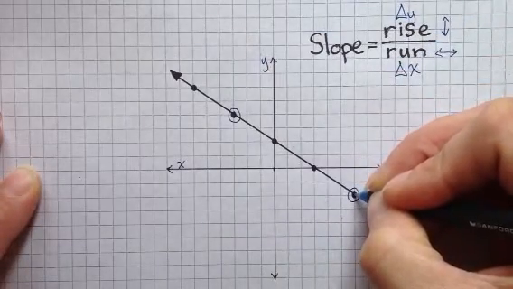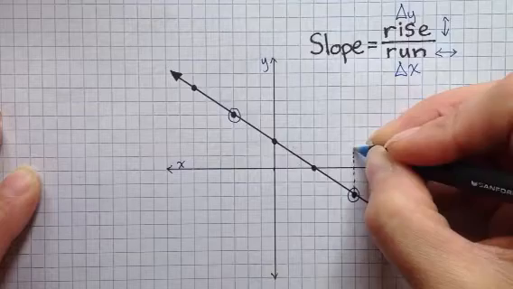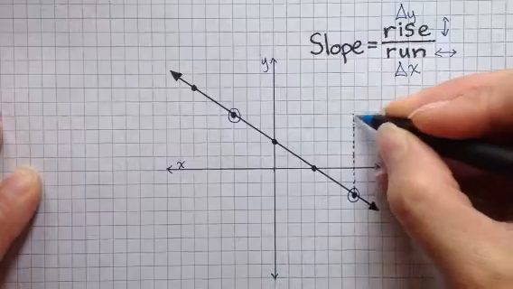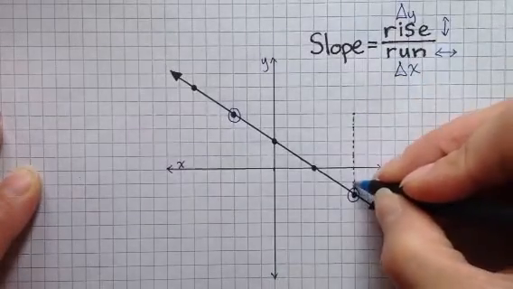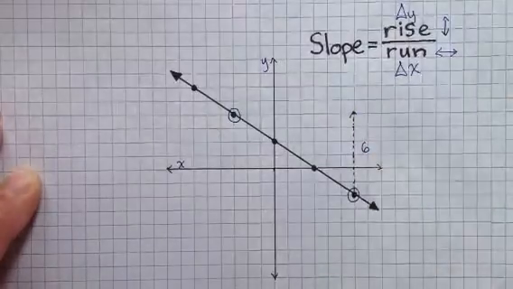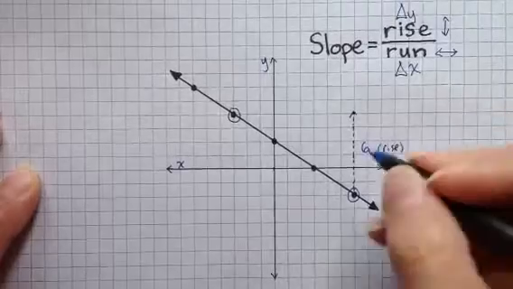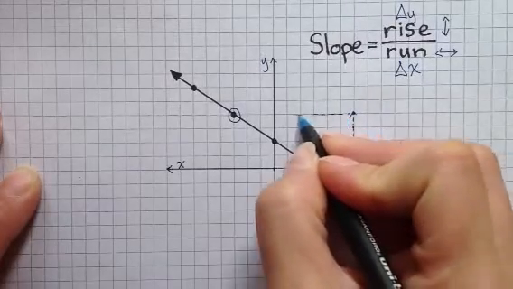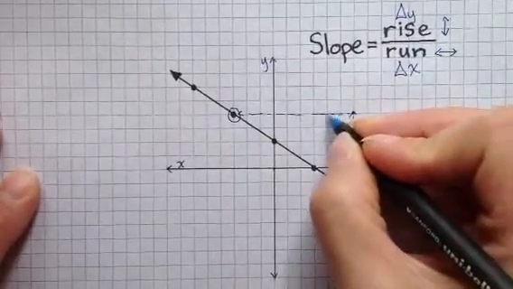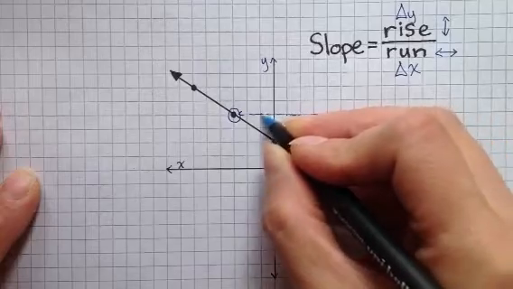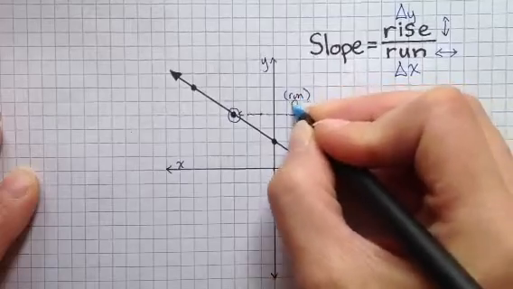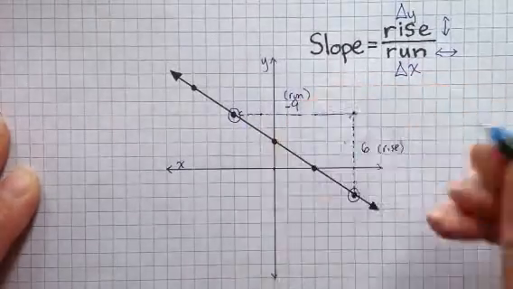So first I'm going to rise, and I just count as I move up. 1, 2, 3, 4, 5. Oops, 6. That's why you can always double check. 1, 2, 3, 4, 5, 6. So I went up in a positive movement, so my rise was 6. My run, I'm going to move left. Okay, so I'll go this way, and I count from this point all the way to here. 1, 2, 3, 4, 5, 6, 7, 8, 9. Okay, so my run was 9, and I moved left, so that's negative.